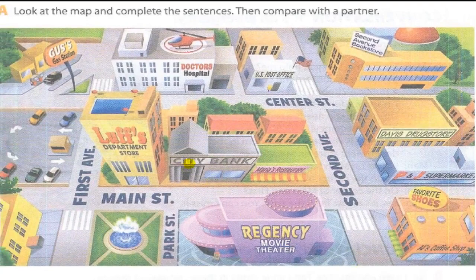2. Is it near Maria's restaurant? Yes, it is. It's on 2nd Avenue, next to the supermarket. P&J supermarket? Yes. It's on 2nd Avenue, between Main and Center. Okay. Thank you very much.